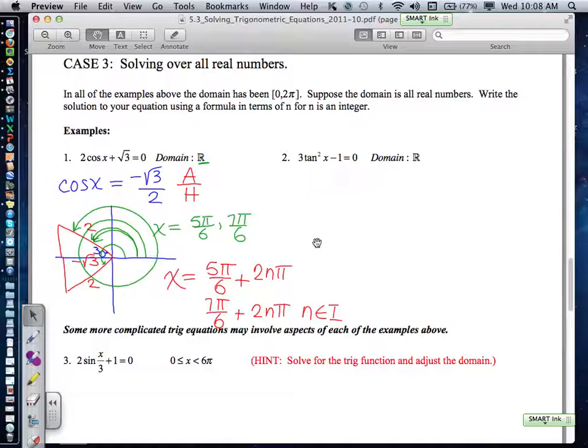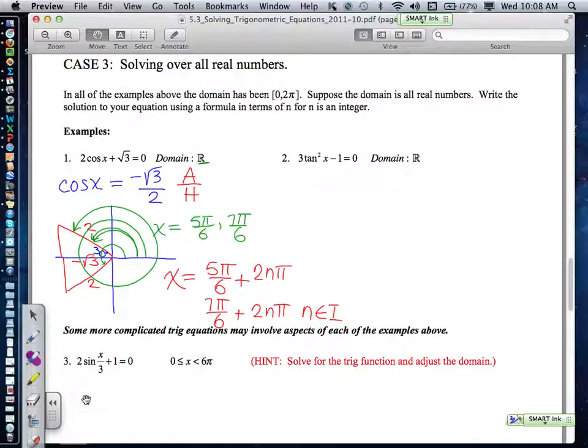So we're solving the equation, same thing as you've done, nothing really radically different. We're just going to add 2n pi to the end so that we make sure that we include all of the possible rotations. So let's do another one.